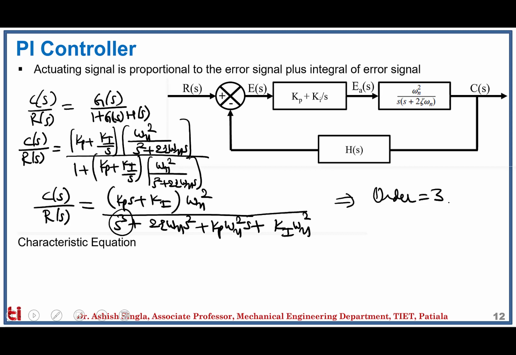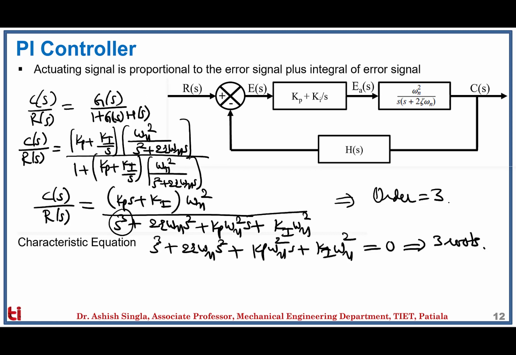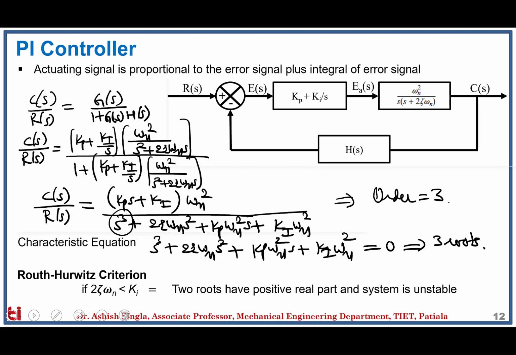The denominator polynomial is also known as the characteristic equation, which will result in 3 roots. To ensure the stability of the plant, we can apply the Routh-Hurwitz criteria, which states that if 2 zeta omega n is less than or equal to ki, two roots have a positive real part and the system is unstable, whereas if the value of 2 zeta omega n is more than ki, all the roots have negative real parts and the system becomes stable.